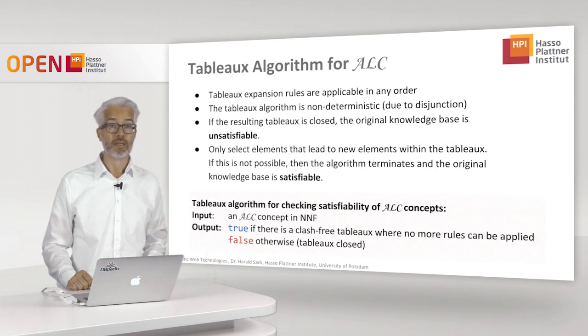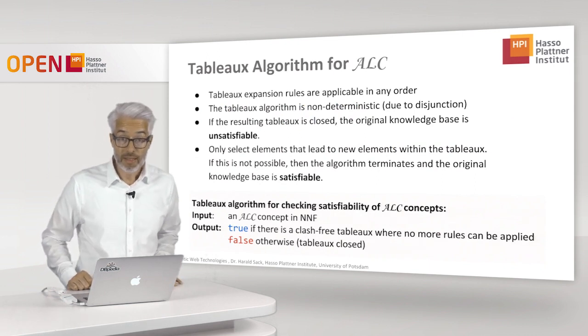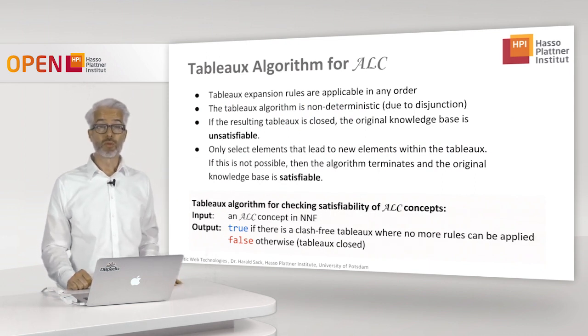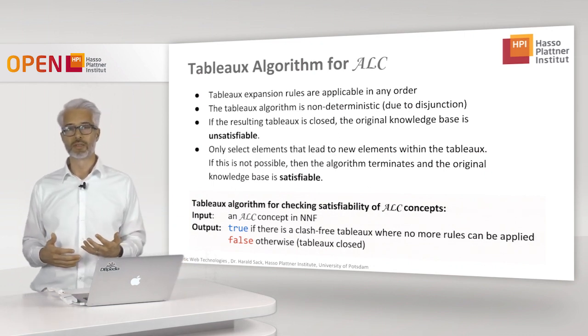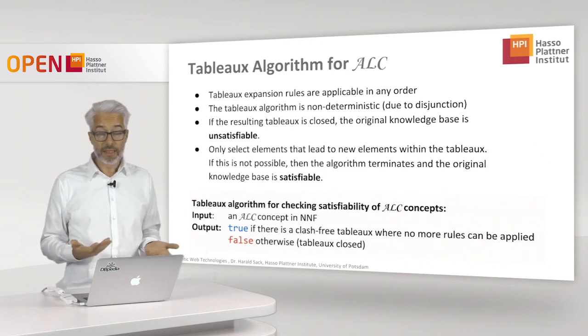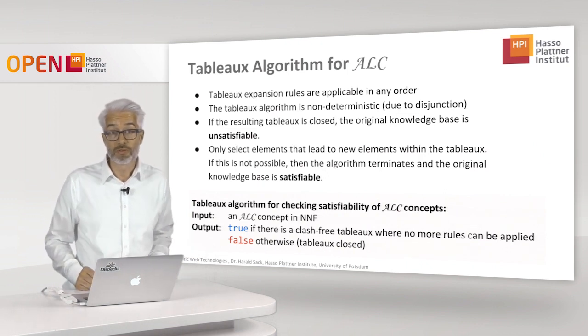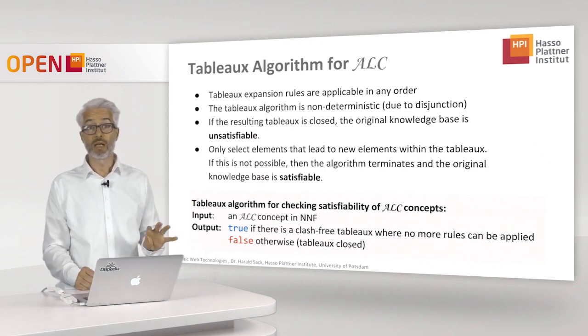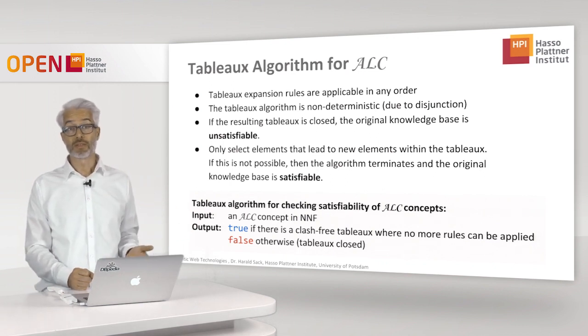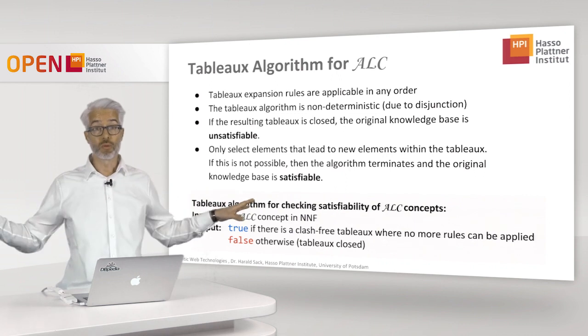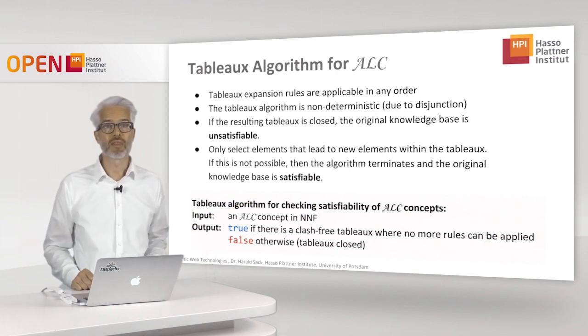So here again, if we want to apply the Tableaux algorithm, we apply, of course, these expansion rules. And of course, you can do this in any order. There is no ordering for that. So this means the Tableaux algorithm is somehow non-deterministic, also simply because of the disjunction. So you go in both directions at the same time then.